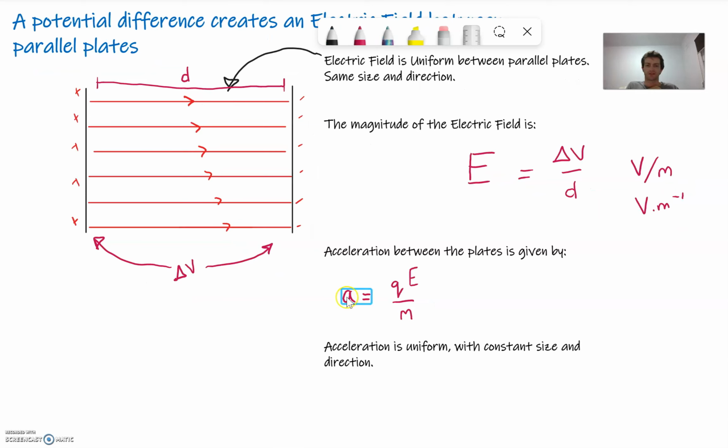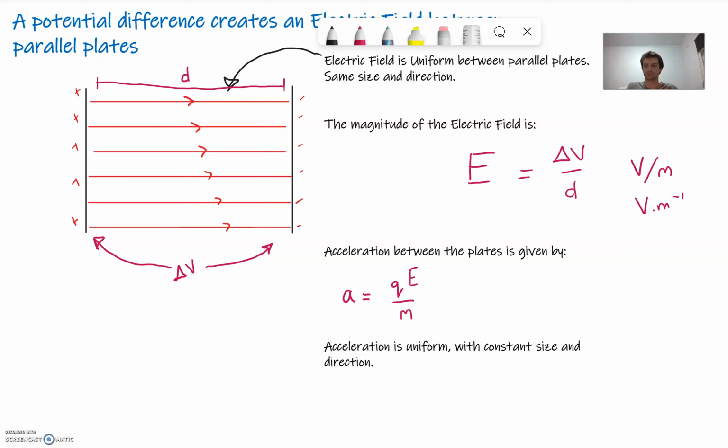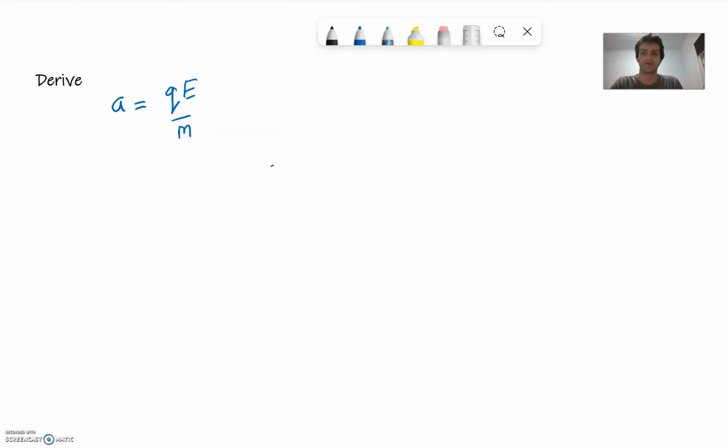So the acceleration is also uniform, same size, same direction. So, as acceleration is equal to QE over m, the acceleration is also going to be uniform with a constant size and constant direction. So, we need to derive the acceleration formula there. To do that, we'll start off with Newton's second law. So we would explain that Newton's second law states that acceleration is equal to the net force over the mass. Okay, so that's Newton's second law, like that.